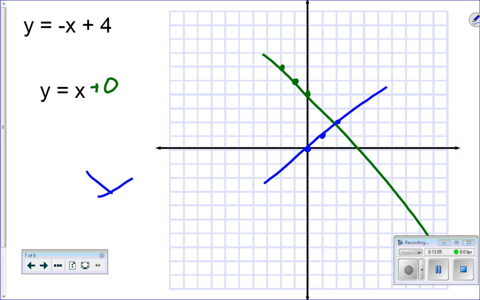Okay. So then what's your ordered pair? 2, 2 should be your ordered pair. And that's your answer. 2, 2.